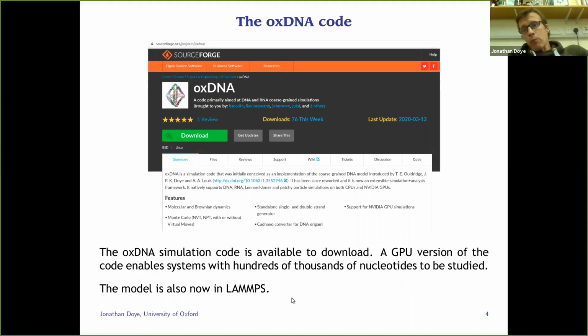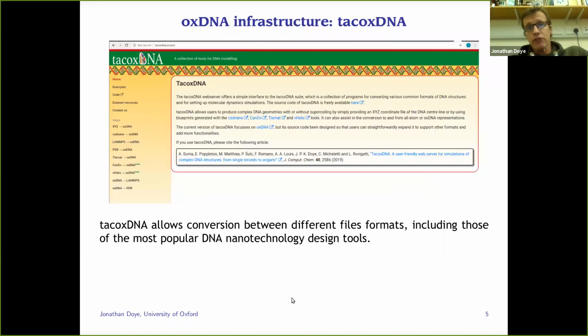Also, as it's become more well used, infrastructure has developed around the code to be compatible with DNA nanotechnology design tools like CADnano and others. For example, this is one thing that can be used, oxDNA, which converts between different formats. So that's quite a useful thing.